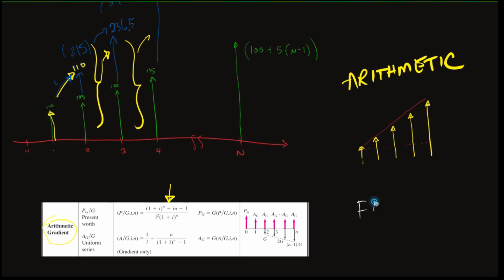So if we were trying to find the future worth, then we would have to either solve for the present or for the annual or annuity, the uniform series, and then convert to the future worth. So let's say I'm looking for this series, this gradient. I'm going to find the present worth, and then I'm going to convert that to future worth: future worth equals whatever the amount is that we solve for, F given P.